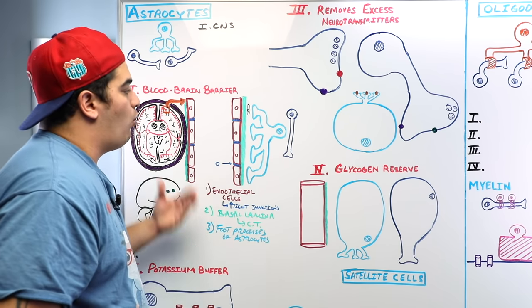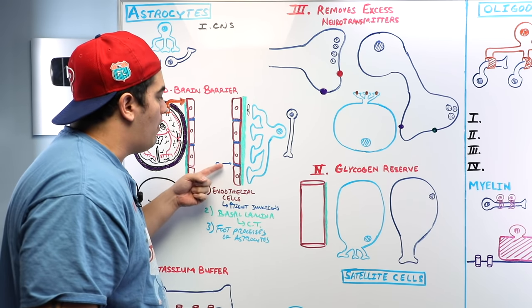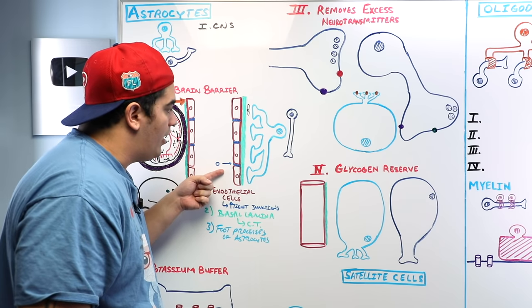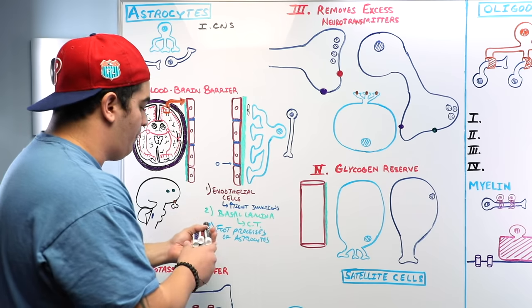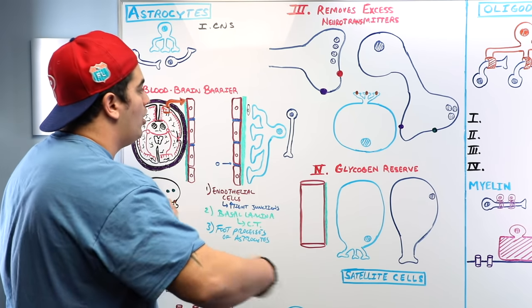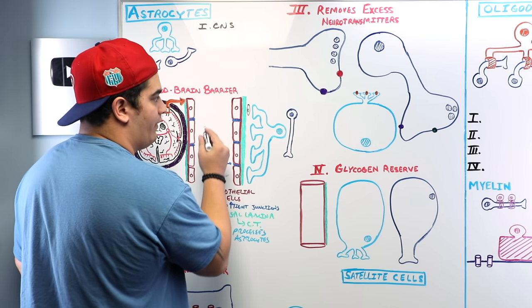Now the second question is, what does it do? It's pretty straightforward. It controls what molecules leave the blood and go into the nervous tissue. That's all it does. For example, think about this. Think about it, pretty simple. What kind of things would be able to pass easily, just completely diffuse over into the nervous tissue?